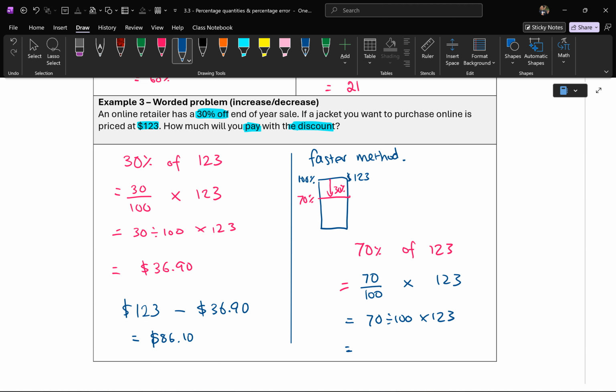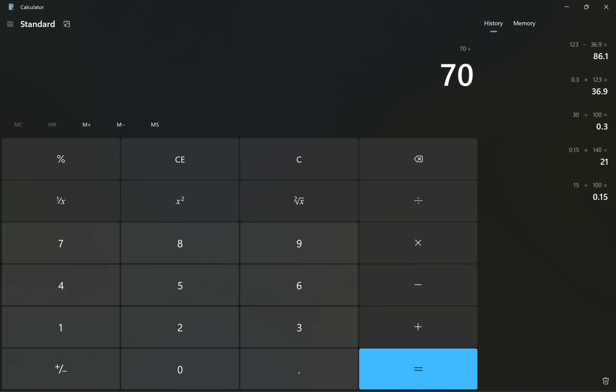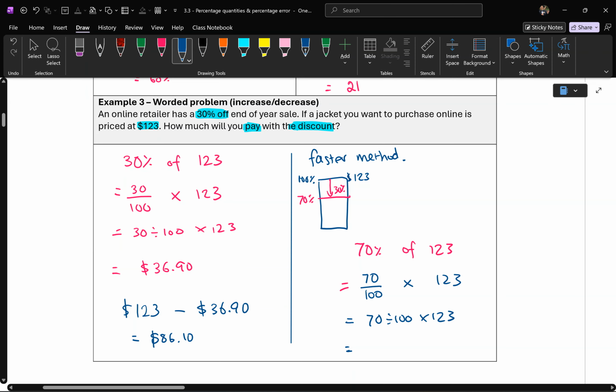You didn't have to do this two-stepper. You don't have to do 30% of it to find out what 30% is and then subtract from the original. You could have done it all in one go and just went, what's 70% of 123? Because that's what I'm paying. So if I do it on the calculator to show you, 70 divided by 100 times 123, you get exactly the same, $86.10. And that's a lot quicker.